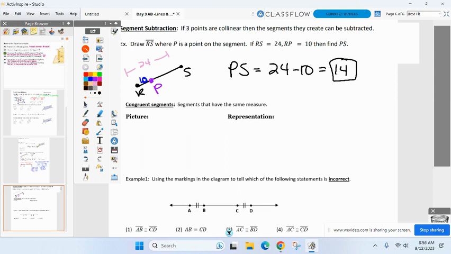So can you do me a favor right now? Draw a line segment CD underneath where it says picture. Draw a line segment CD. And then right underneath it, I want you to draw a line segment EF that looks about the same length as CD. All right, so you have two line segments, CD and EF, separate from each other, that look like they're the same length.